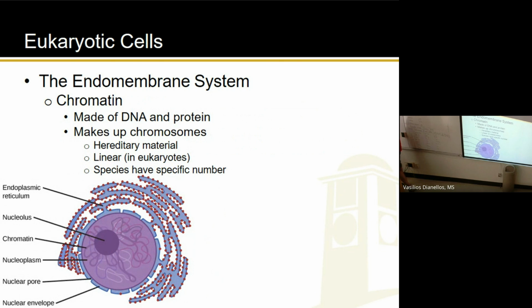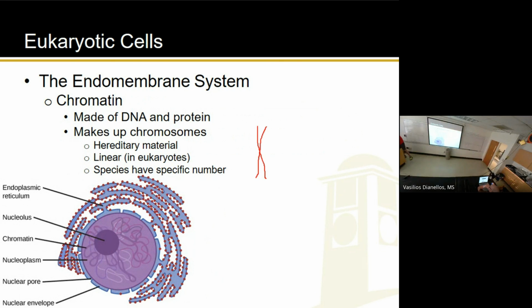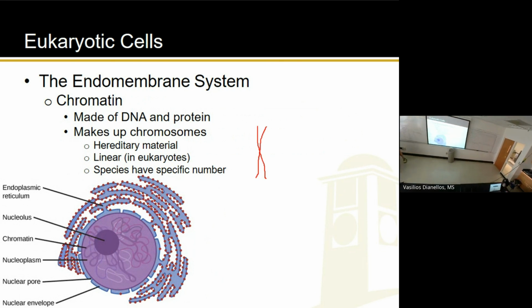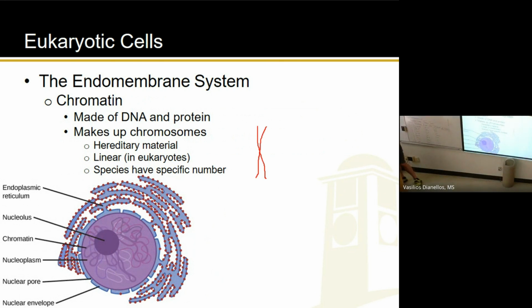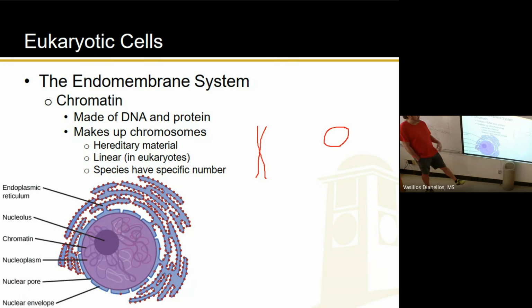So chromatin is the stuff that makes up chromosomes. What are chromosomes? Chromosomes are the hereditary material. They are linear in eukaryotes, meaning I'm sure you've seen pictures of chromosomes. They kind of look like X's. That's what our duplicated chromosomes look like. But for a prokaryote, for example, it would actually be circular. Not that I'm going to ask you that, but there is a difference there. And again, you'll need to know this later.